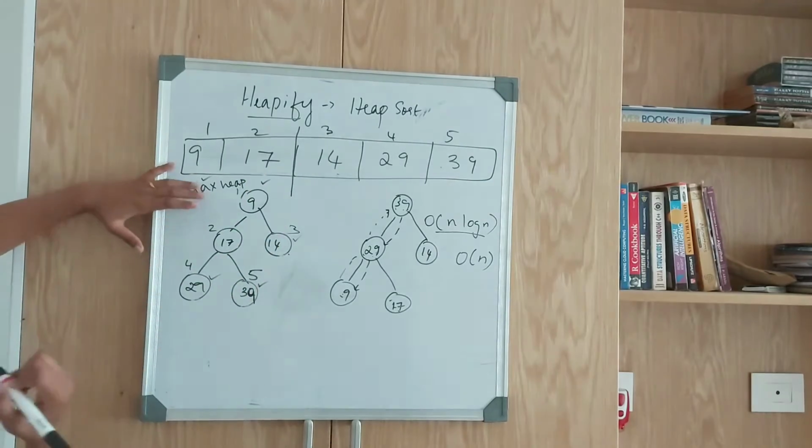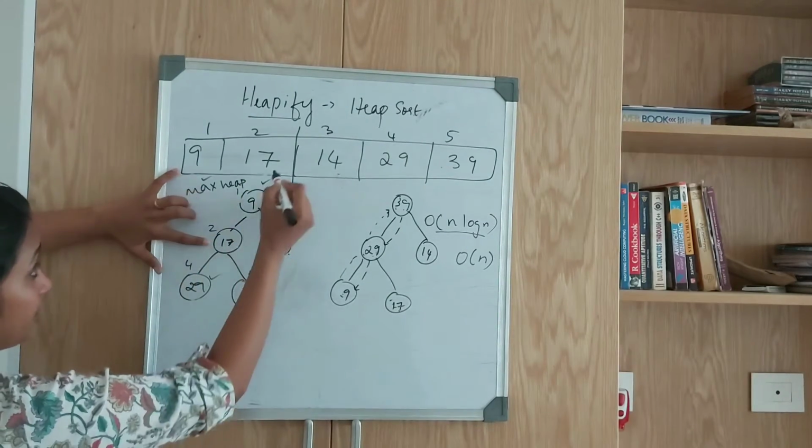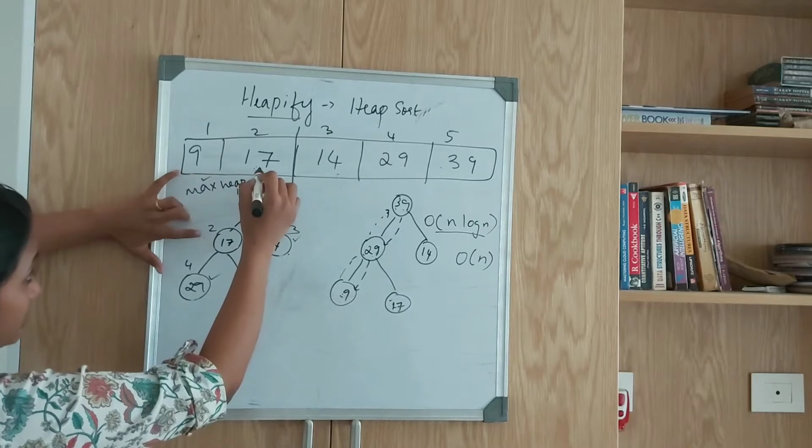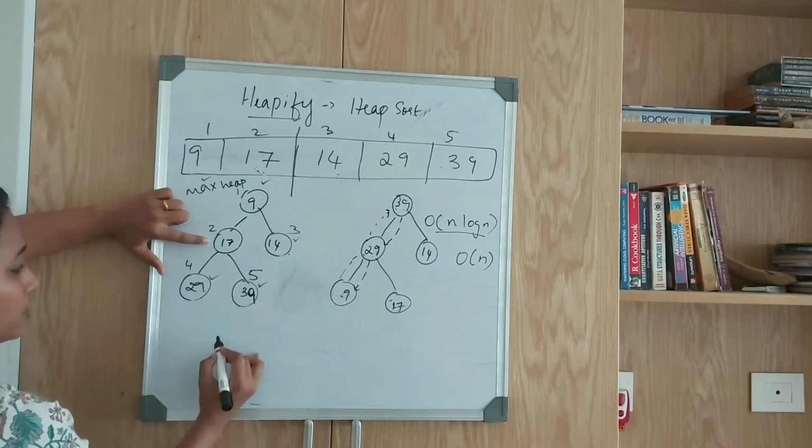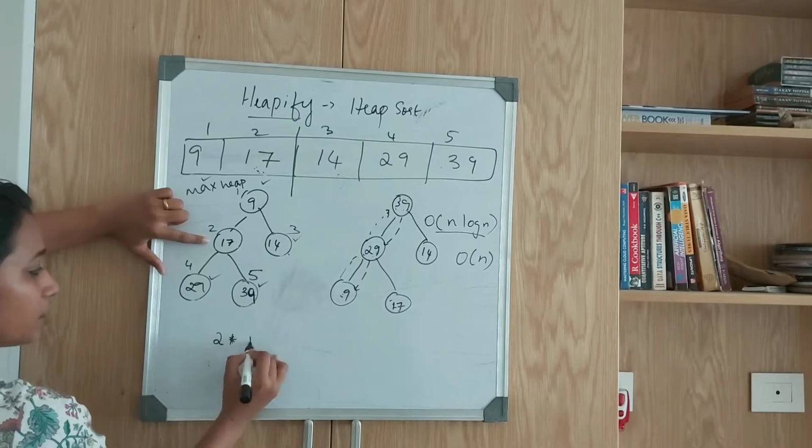So now how are we going to do this? You're going to start from 17, that is here. Does it have a left child? So find who is the left child. You know how to find the left child: 2 into i.